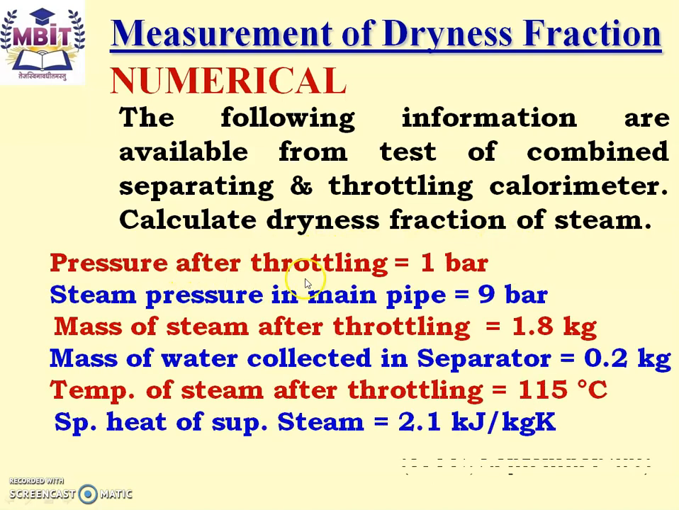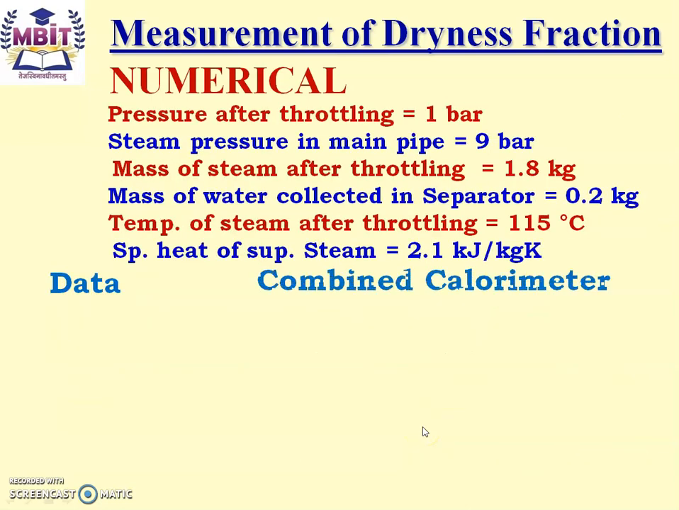Pressure after throttling, 1 bar. Steam pressure in the main pipe, 9 bar. Mass of steam after throttling, 1.8 kilogram. Mass of water collected in the separator, 0.2 kilogram. Temperature of steam after throttling, 115 degrees Celsius. And the specific heat of superheated steam is 2.1 kilojoule per kg Kelvin.